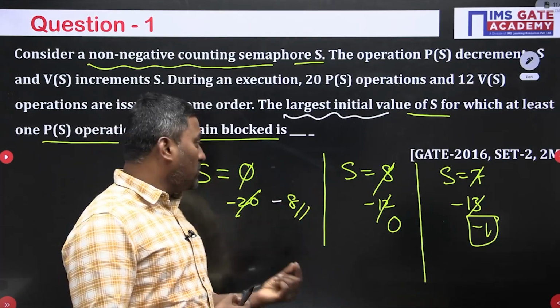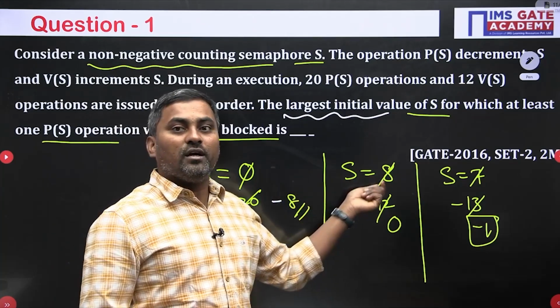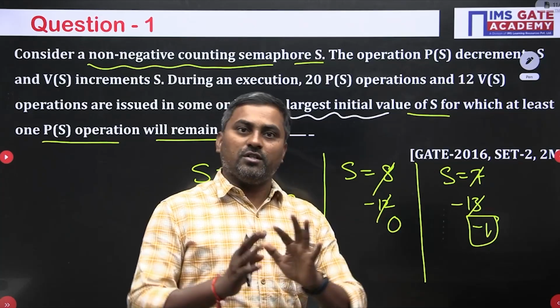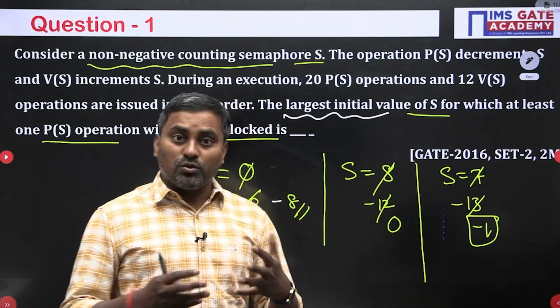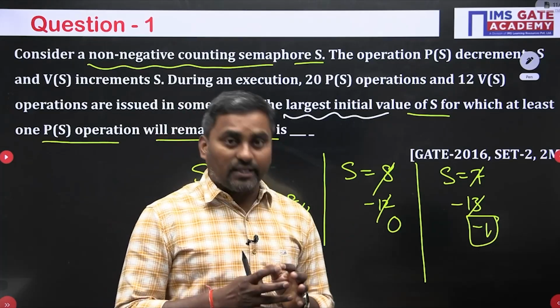Then we will get some observation, this becomes 7. Okay, this is reducing, let's go with S equal to 8. This becomes 0, which is not satisfying. So definitely S equal to 7 is going to satisfy the requirement. So this way we should understand. This type of question we can expect in the GATE paper.